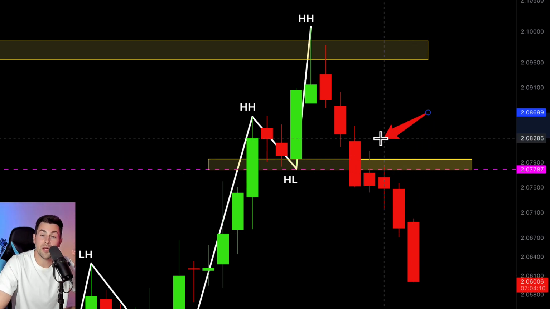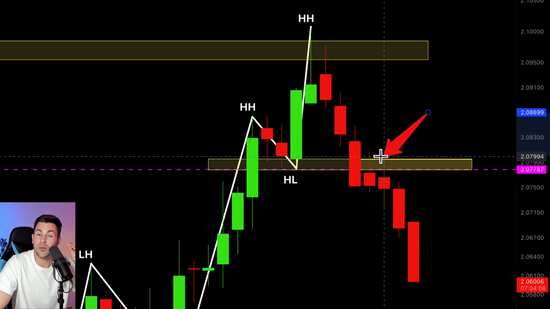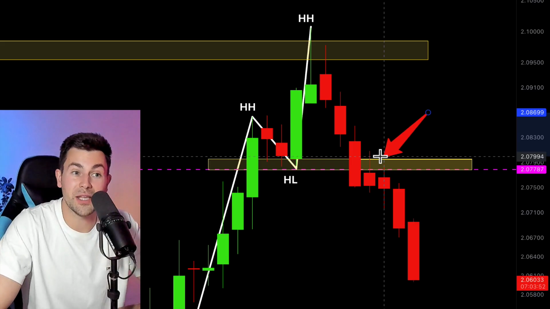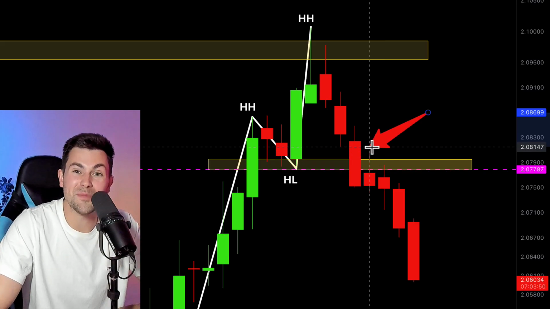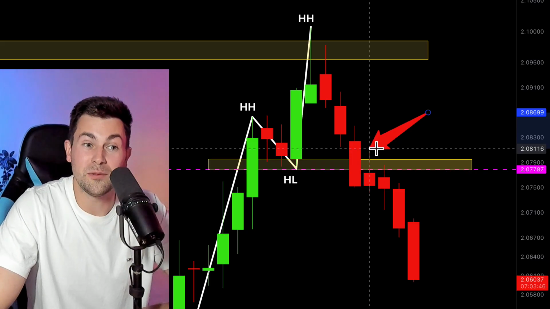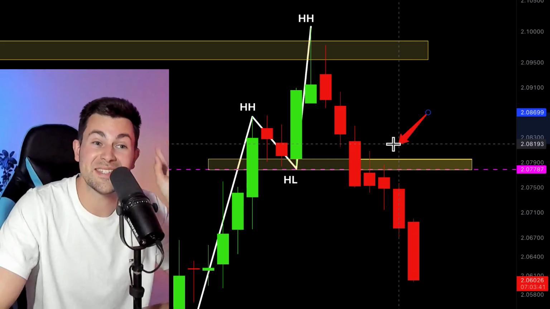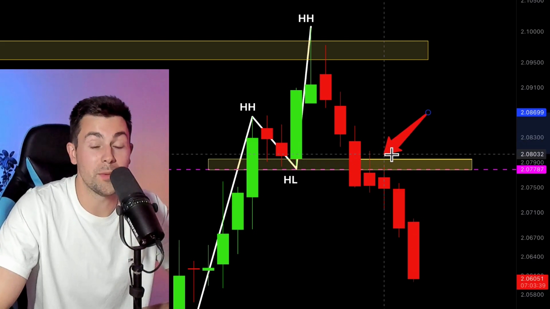One more thing to note about that setup is that when we see a test of a breaker block, almost never will it be perfectly respected. Smart money will manipulate the market and we will see liquidity grabs beyond that. They will do that to stop you out from the trade. So make sure that you set a safe stop loss when you trade from a breaker block.